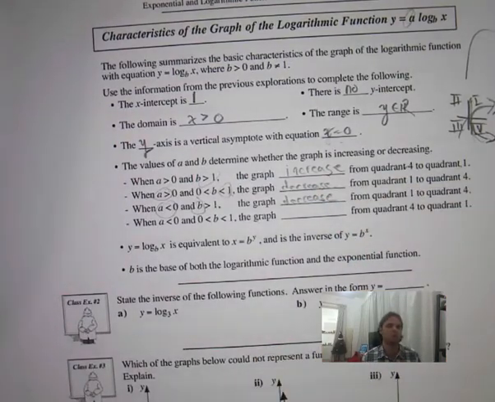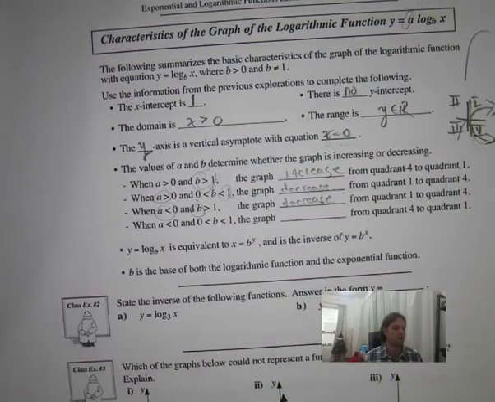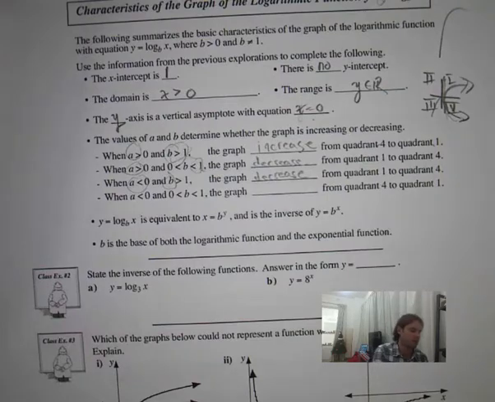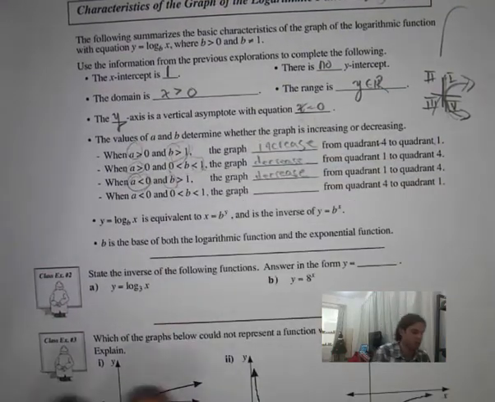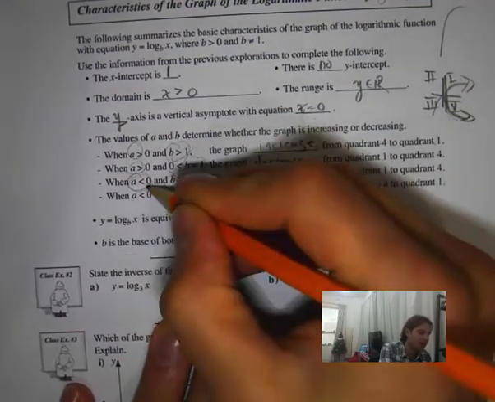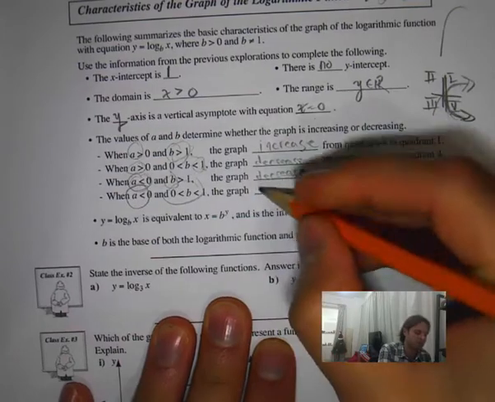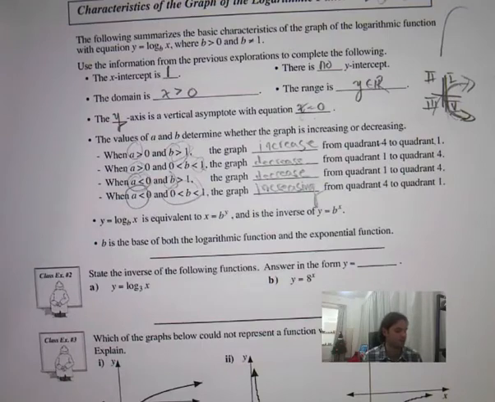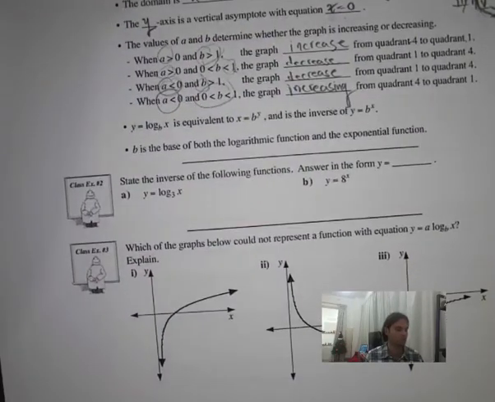I would say the best way of looking at this is to look at your b value first. If b is greater than 1, we're increasing. If b is in between 0 and 1, we are decreasing. That's the main thing. Now, if a is positive, that means we don't flip it. If a is negative, we have to flip it. So for this one here, we'll just look at the b: it is decreasing. Now, a is negative, so that means we must flip it. So that means it's going to be increasing. And that's it.